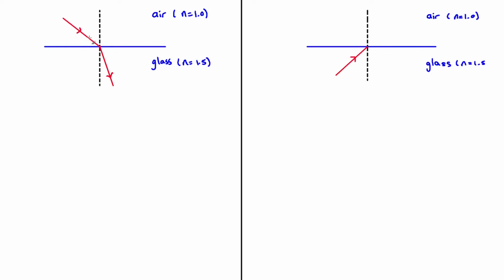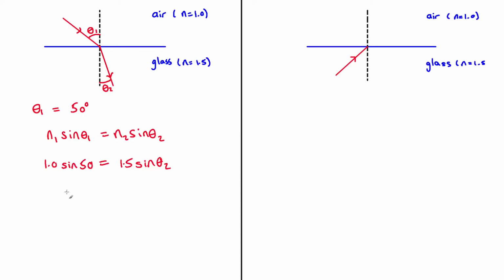So if we call this angle here theta 1, the angle of incidence theta 1, and we call this angle here theta 2. Let's suppose for our particular ray of light here, the angle of incidence theta 1 is 50 degrees, we can use Snell's law. N1 sine theta 1 is N2 sine theta 2. So we have, and therefore rearranging, sine theta 2 is 0.51. If we inverse sine that, we'll get the angle theta 2, and we come up with 31 degrees.